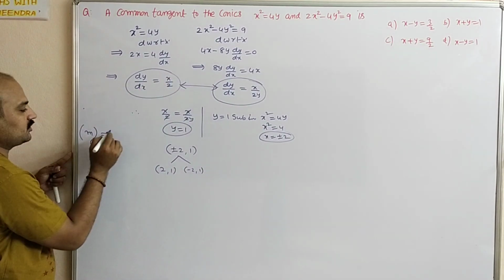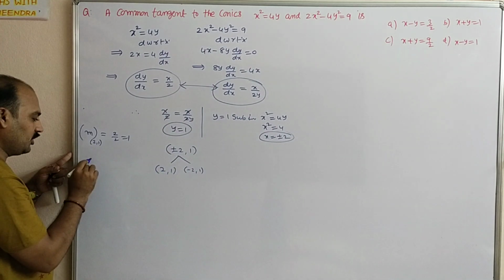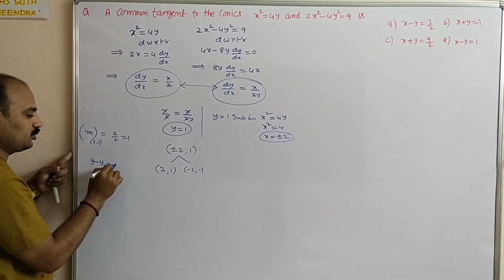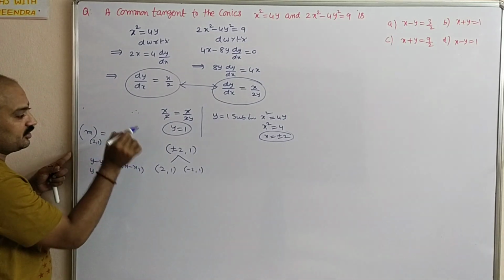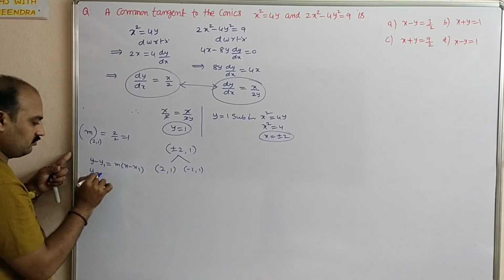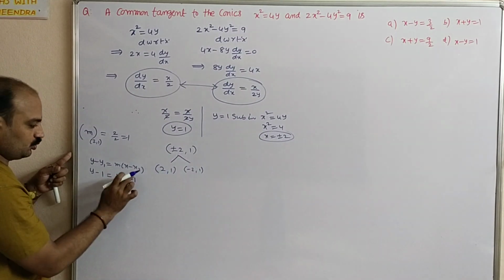So x value 2 means 2 by 2, that is equal to 1. Slope we know that, point also we know that. y minus y1 is equal to m into x minus x1. So y1 value is 1. So I am taking this one. M value 1 into x minus x1, value is 2.